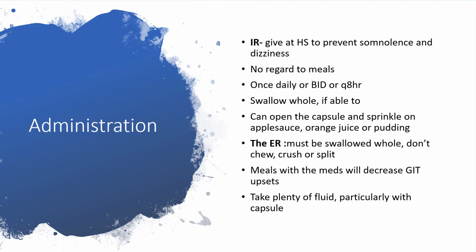Administration. Immediate release gabapentin could be given at hour of sleep to prevent somnolence and dizziness. You don't have to pay particular attention to meals. It should be given once daily or twice daily or every 8 hours. We have to tell the patient to swallow whole if the patient is able to swallow whole. But if not, you can open the capsule and sprinkle it on applesauce, orange juice, or pudding.